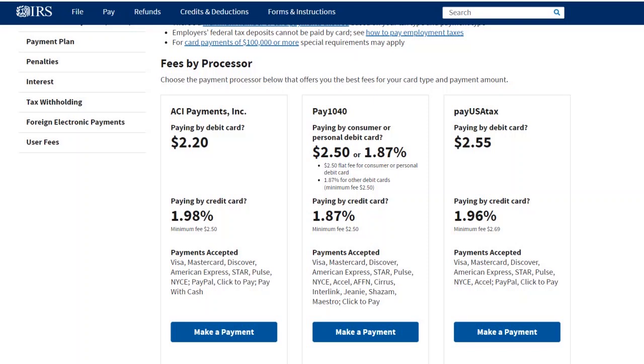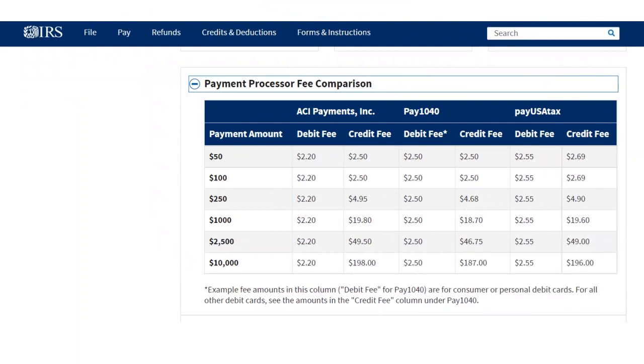You have Pay 1040, and you have Pay USA tax. And each processor has a fee for a debit card, credit card, a minimum fee, and payments accepted. Okay, and I want to show you right now also the payment processor fee comparison. Look on the screen right now. So this is really important.